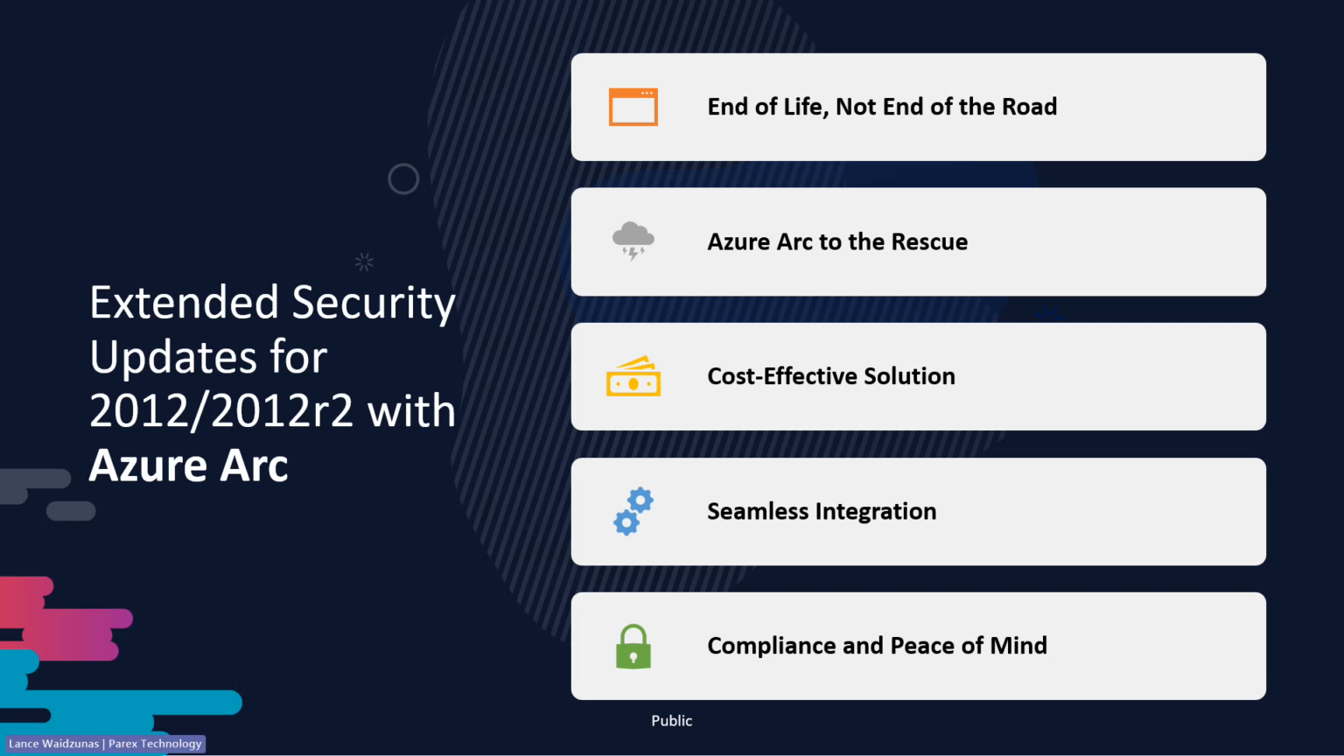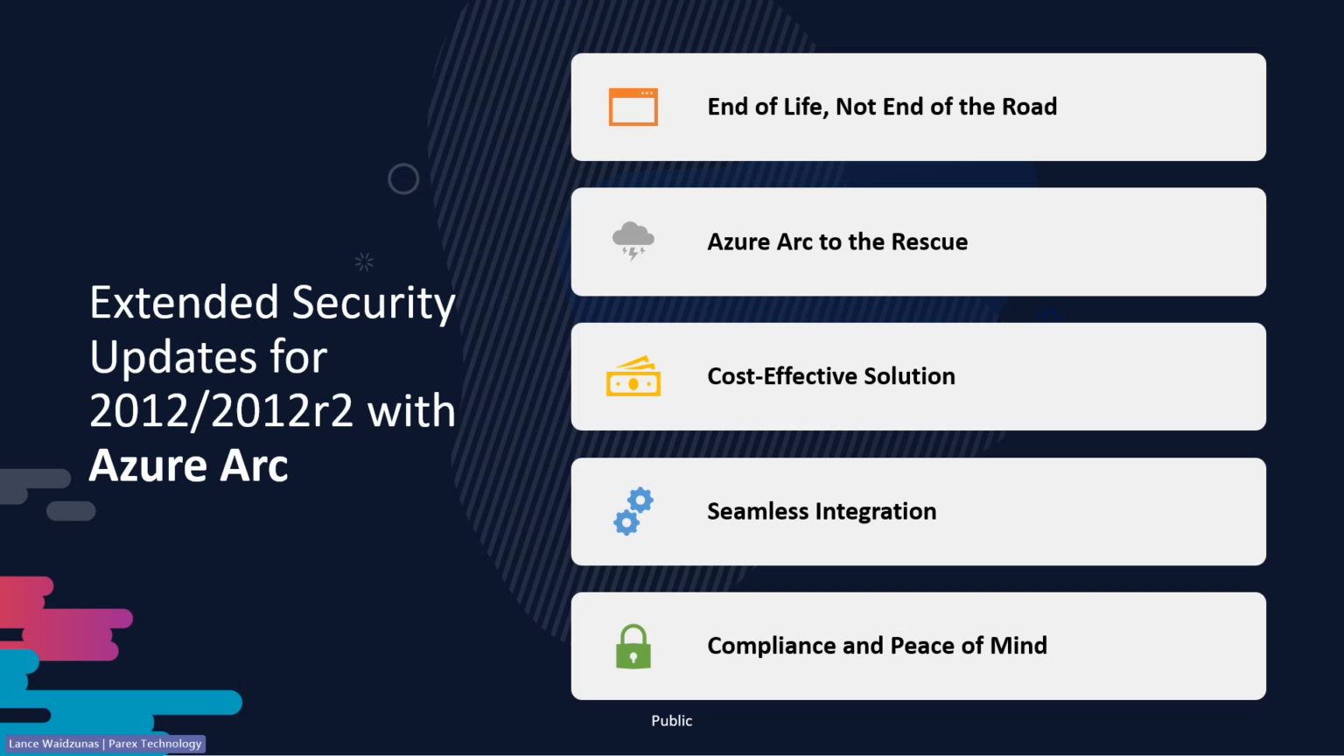One major feature that clients look towards with Azure Arc is the ability to apply extended security updates to end of life or end of support operating systems. In this case, Windows Server 2012 and 2012 R2. With Azure Arc, it means that it's end of life, but not end of the road.